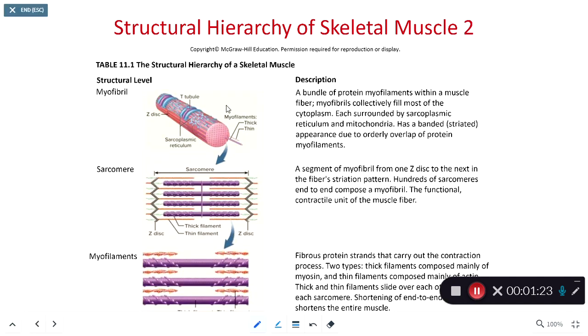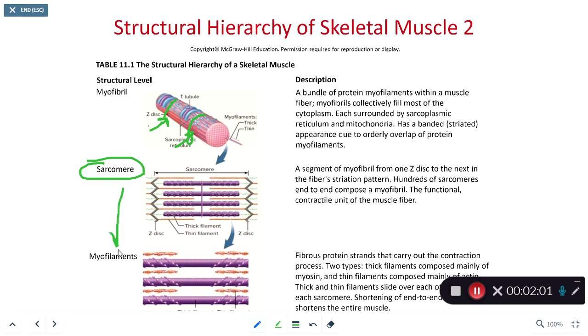So here we can see an individual myofibril, and then we have the thick and thin myofilaments within that myofibril. As we zoom in on regions or segments of the myofibril, let me clear the screen right here. As we focus on these segments of the myofibrils from one point to the next point, one Z disc to the next Z disc, we have the sarcomere. The sarcomere is the contractile unit of a skeletal muscle fiber.